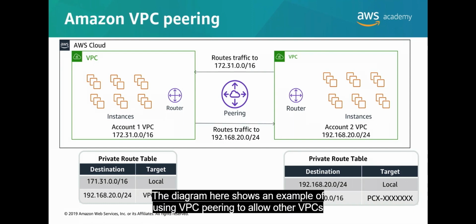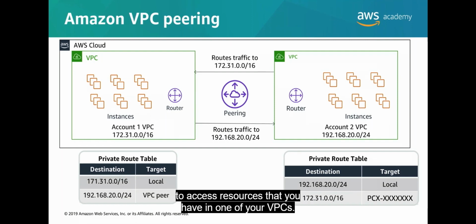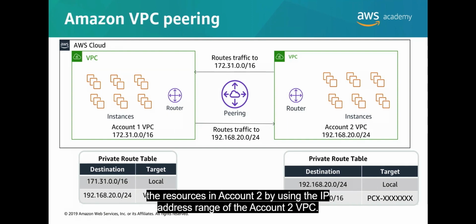The diagram here shows an example of using VPC peering to allow other VPCs to access resources that you have in one of your VPCs. The connection allows resources from account 1 to communicate with the resources in account 2 by using the IP address range of the account 2 VPC.